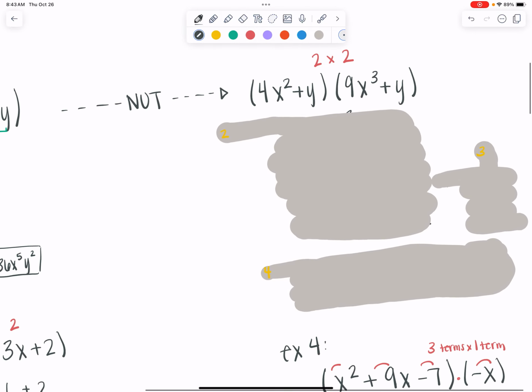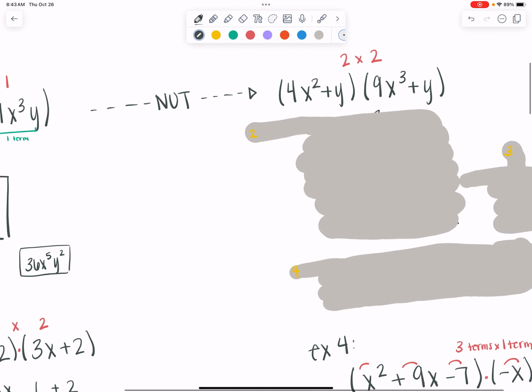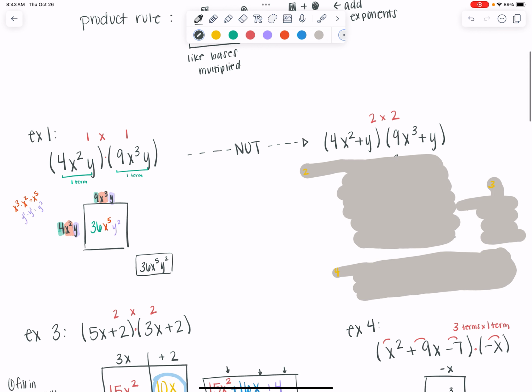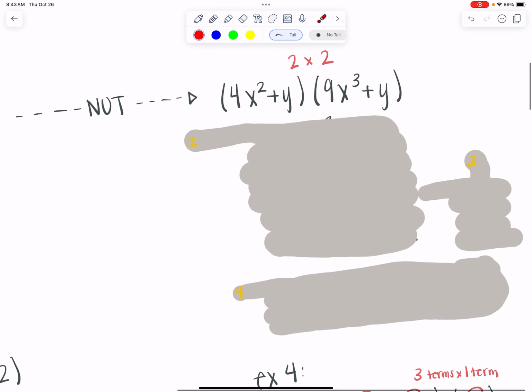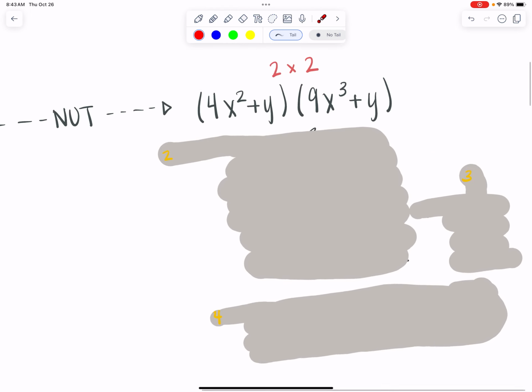So here's a little bit of a challenge problem because I wanted to show you the difference between when it's a monomial times a monomial and a binomial. I want you to pause the video and try this one. It's got several variables, but I want you to pause it and try it. And if you get stuck, I'm going to show you the answer just here in a second.